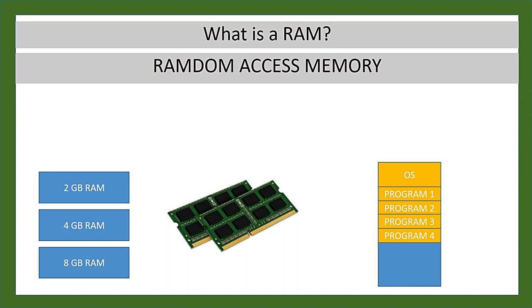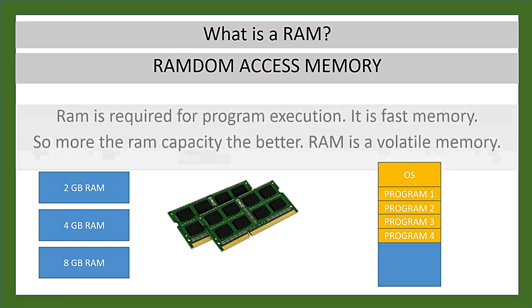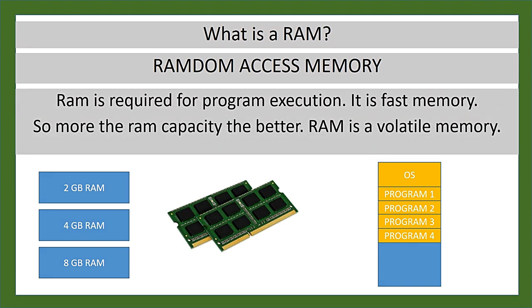But as I said, now you're in higher classes, you should have a much better answer. I never asked you about the full form. I'm asking what exactly is RAM? And the answer to this is, RAM is required for program execution. Always keep that in your mind. If anybody asks you in an interview a simple question, what is RAM? RAM is random access memory, and it is used for program execution.